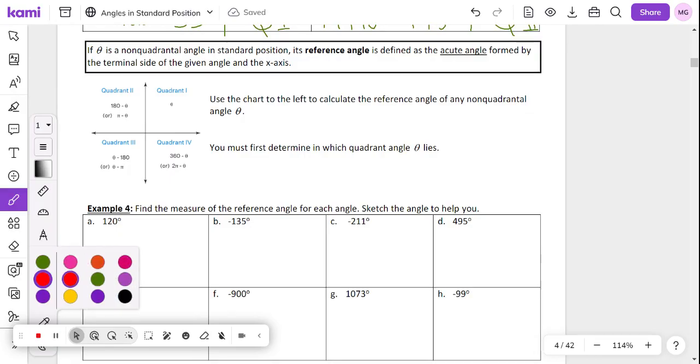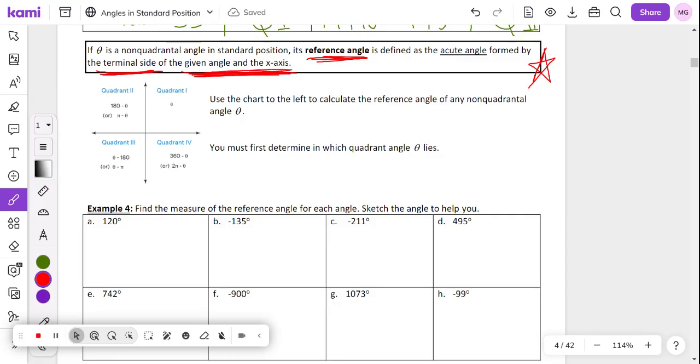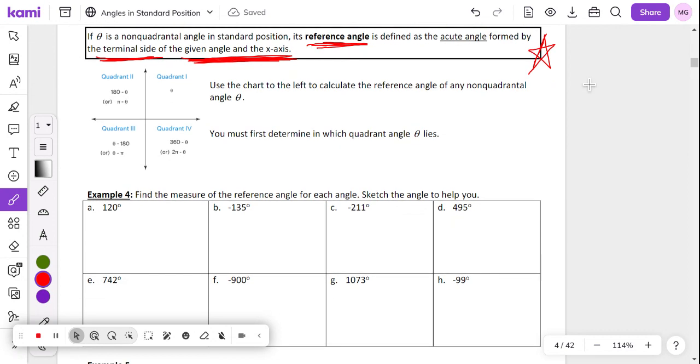So we're going to talk about reference angles right now. I want you to really pay attention to this. Reference angles are the acute angle formed by the terminal side of the given angle and the x-axis. What does that mean? Well, I'm going to show you, and you can refer to this chart. We'll talk about that in a second.